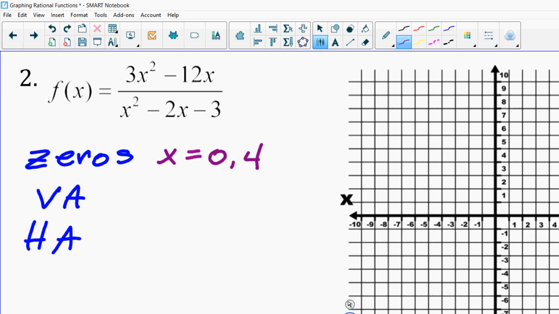Let's go down to horizontal asymptote. You compare the degrees of the top and bottom. What's the degree of the top? 2. What's the degree of the bottom? 2. So we're going to divide. 3 divided by 1 is 3. So my horizontal asymptote is y equals 3.